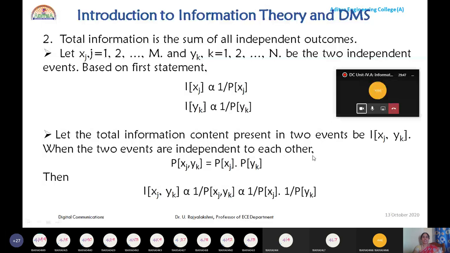Now when the two events are independent of each other, then the total probability due to the two events, that is P of Xj comma Yk, will be the product of their individual event probabilities. So P of Xj comma Yk will be P of Xj into P of Yk, because these two events are independent of each other. So wherever the two events are independent, total probability will be the product of individual event probabilities.